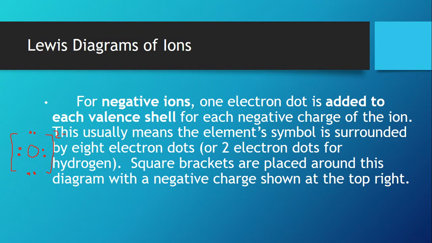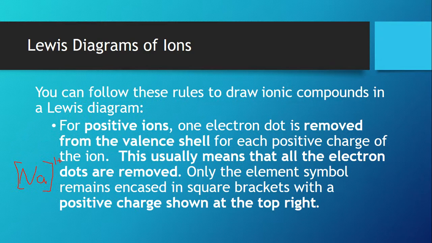Okay, so generally with the nonmetals or the negative ions, and I'll tell you now if you can try to remember the name, negative ions are called anions. Positive ions are called cations. So for the negative ions, for the anions, we'll have full outer shells with negative charges. And for the positive ions, we'll have empty outer shells with positive charges.